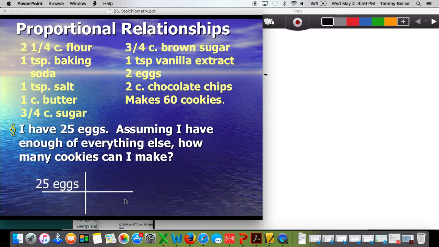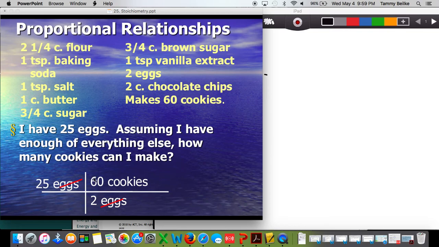And what better way to figure out how many eggs than use the relationship between eggs and cookies from the recipe? Well, for every 2 eggs, I can make 60 cookies as long as I have all of these other ingredients, right? So I'm assuming that I have a ton of flour, lots of baking soda, lots of salt, butter, and sugar, and brown sugar, and vanilla extract, okay? Oh, and chocolate chips. So I just need 2 eggs to make 60 cookies. So if I put 2 eggs on bottom, my eggs now cancel, and I have cookies on top.